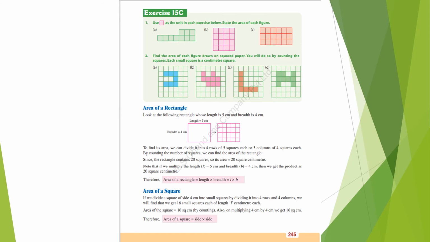And children, 15C I am not explaining because you just have to count the boxes to write the area in question number 1. And in question number 2, find the area of each figure. You will count and you have to write the unit also, because one small square is a centimeter square. So you will count the boxes and you just have to write the unit with them. Okay. And there are two formulas for area also, one for square, one for rectangle. Area of rectangle, length into breadth, and area of square, side into side.